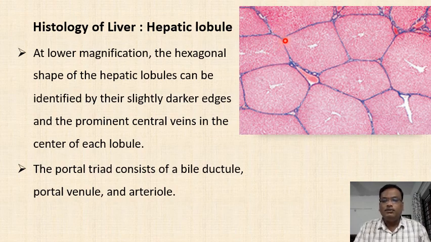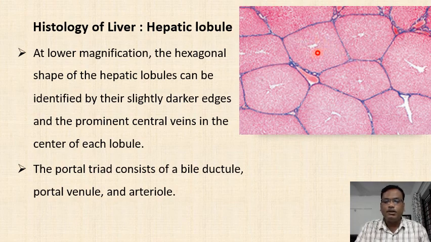How? You can see here, this is one lobule and this is another lobule. So you can see the lobules. We can differentiate lobules by the dark borders with which they get separated from each other. And at the center, we can see the central vein very clearly.